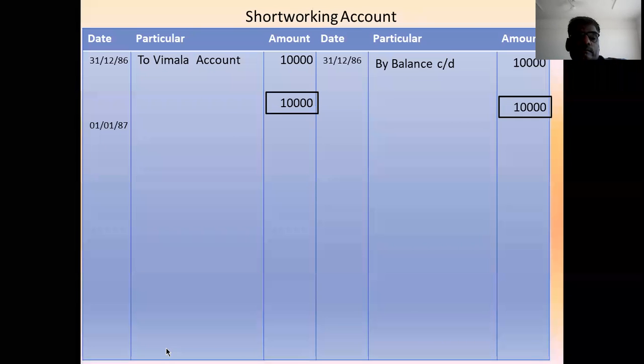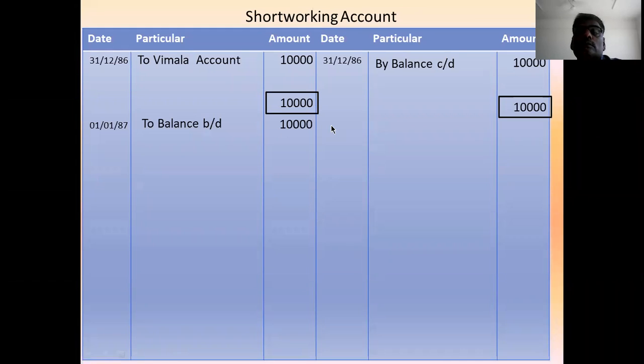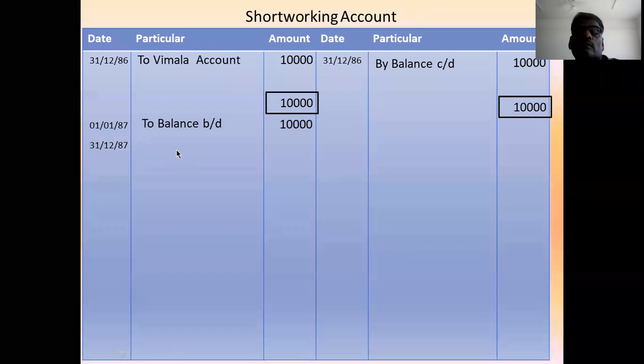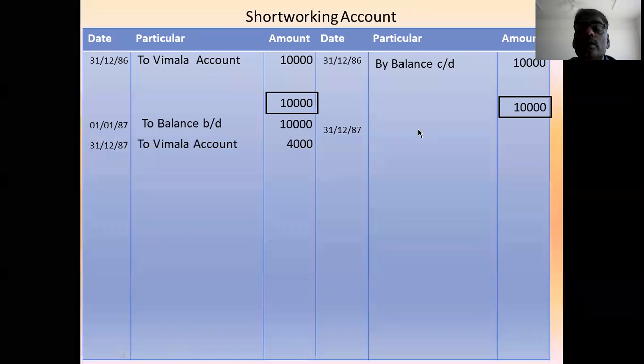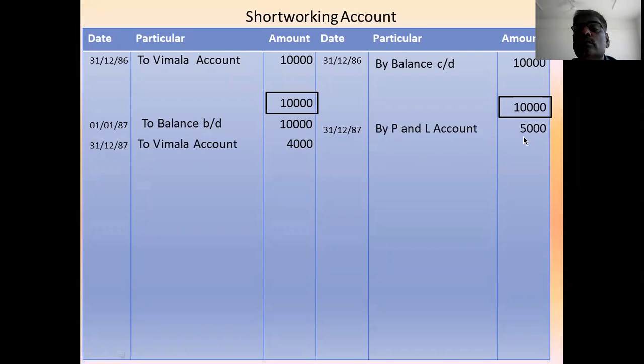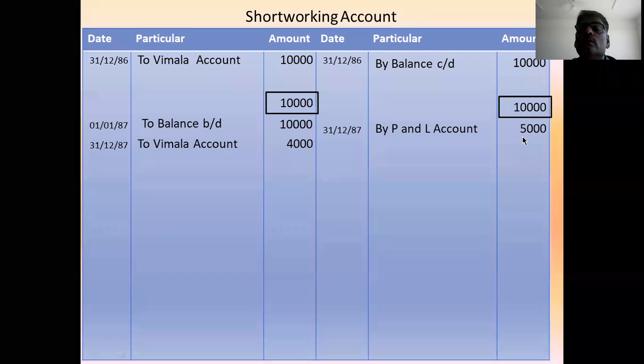Second year, to balance brought down 10,000. 10,000 is the balance. Then in the second year, there is amount in the SW column. SW means Vimala, that is 4,000. And in the SWIR column, there is an amount. You take in the credit side by P&L account. By P&L account 5,000. Okay.